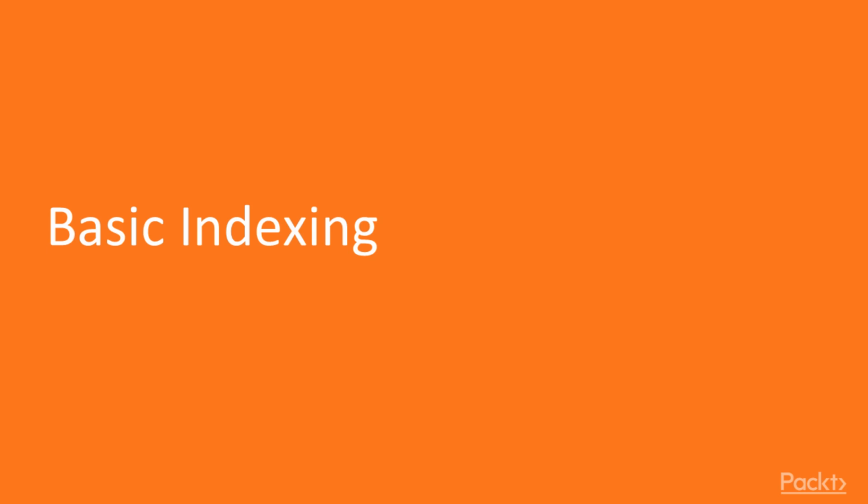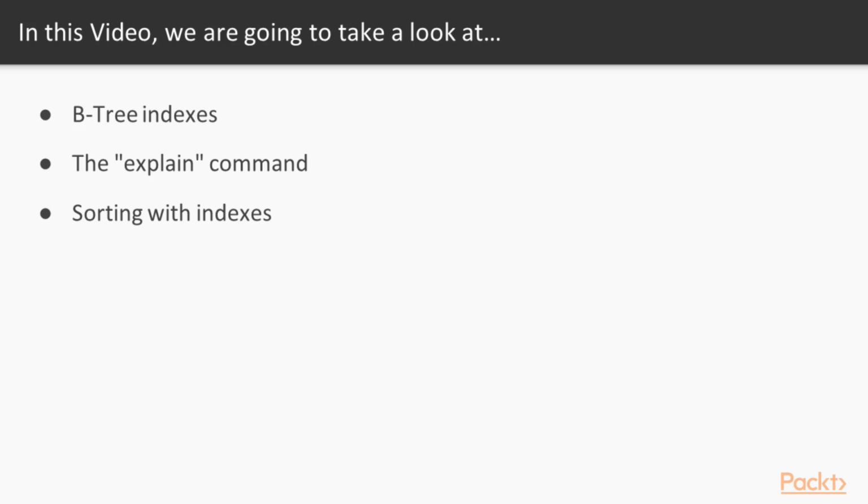So let's jump right into basic indexing. In this video, we're going to cover three main topics. The first is Btree indexes, so we'll cover what that means and how MongoDB uses Btree indexes. We'll then explain the explain command, which is how you can find out what MongoDB is actually doing when you ask it to query for a certain document or certain set of documents. And finally, we'll explore the issues that come up when you start to do sorted queries and how you can use indexes to speed up those sorts.